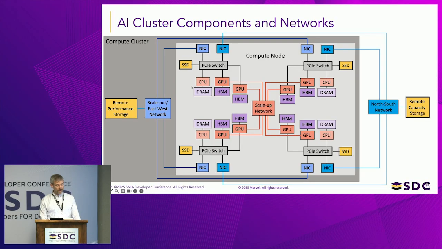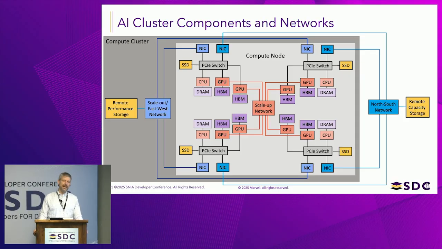And then, you also have SSDs within a compute node, as I've shown before, and you connect the SSDs via PCIe switches typically to the CPUs and GPUs. So that's one compute node. You can connect multiple compute nodes together, again with a scale-out network, which is shown here.